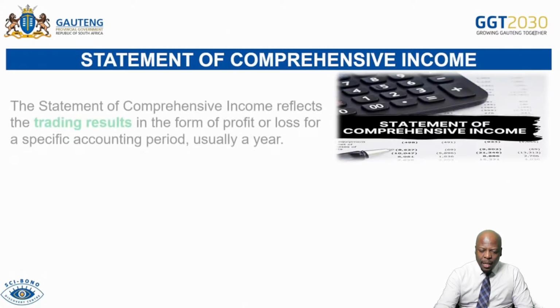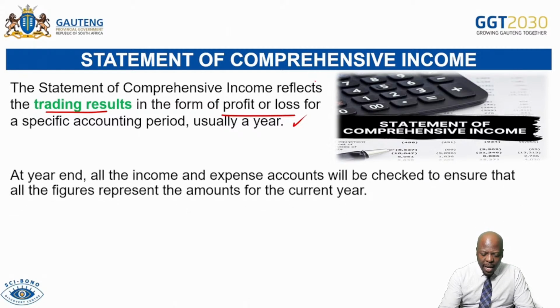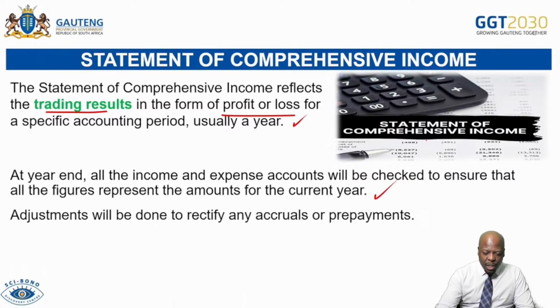So here is more information. The statement of comprehensive income reflects the trading results in the form of profit or loss for a specific accounting period. We're talking of 1 year. At year end, all the income and expenses accounts will be checked to ensure that all figures represent the amounts for the current year. And then adjustments will be done to rectify any accruals or prepayments.